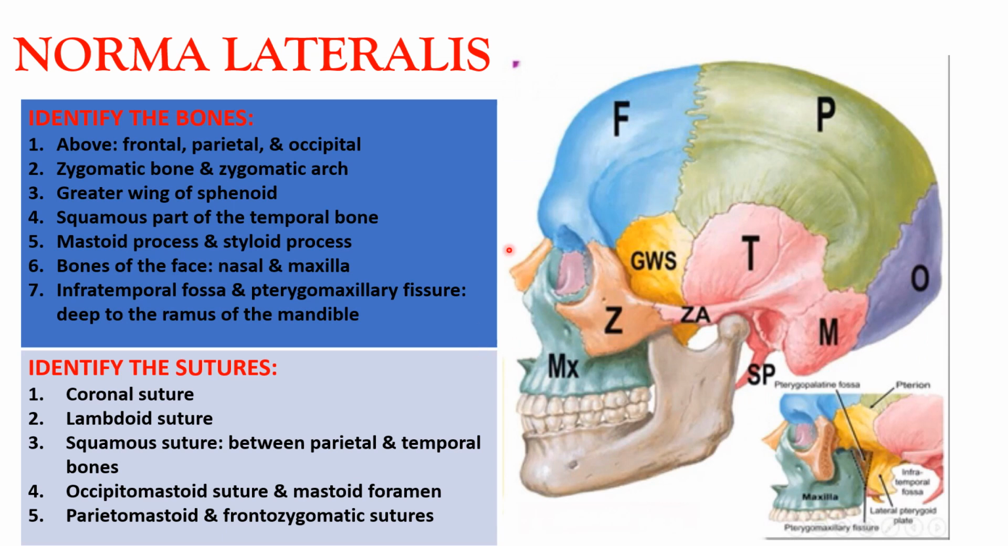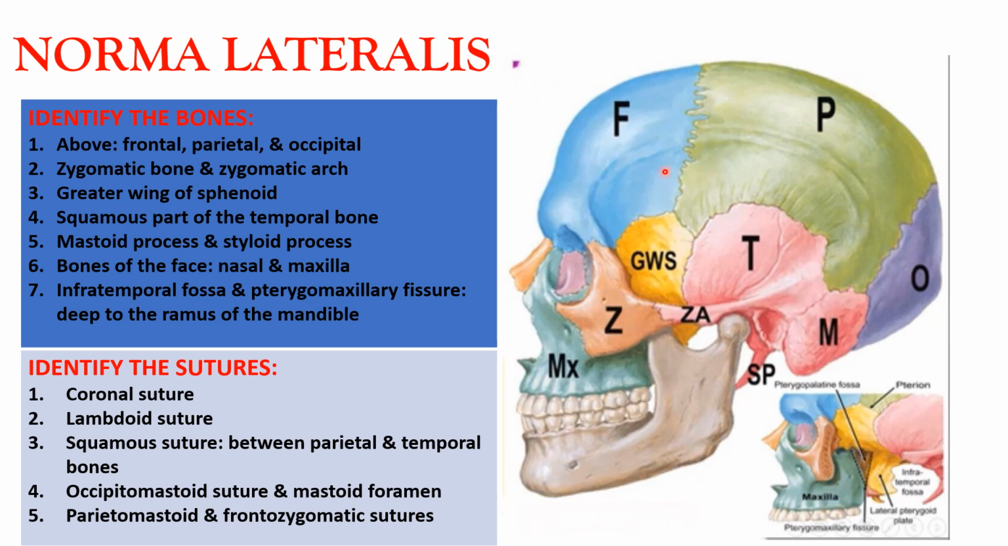Now we said that if we are looking at the angles of the skull, we look at four things. Number one, we identify the bones. Number two, we identify the sutures. Number three, we identify the landmarks. And number four, we identify the foramina, if there are any. So we'll look at the bones of the skull, viewing it from the side.